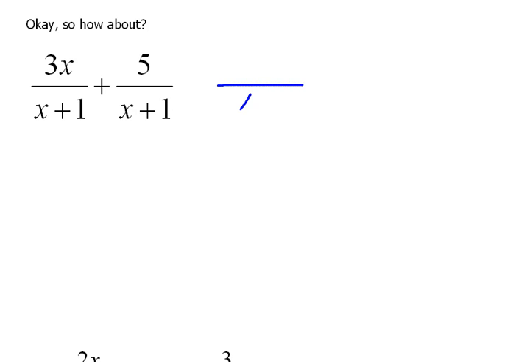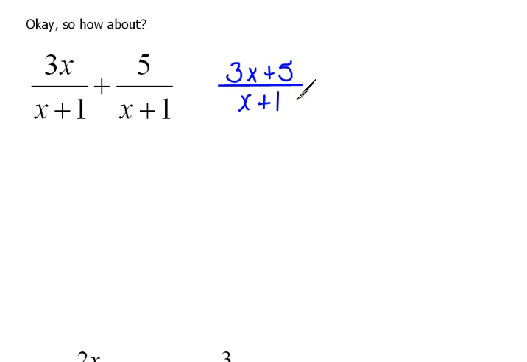So our answer is going to be over that common denominator, just like we did with the plain fractions. But now we have 3x as a numerator, and then we have a 5 as a numerator. So we need to add those things together, 3x plus 5. Is there any way that I can combine these? No, because these are not like terms. So our answer is here.